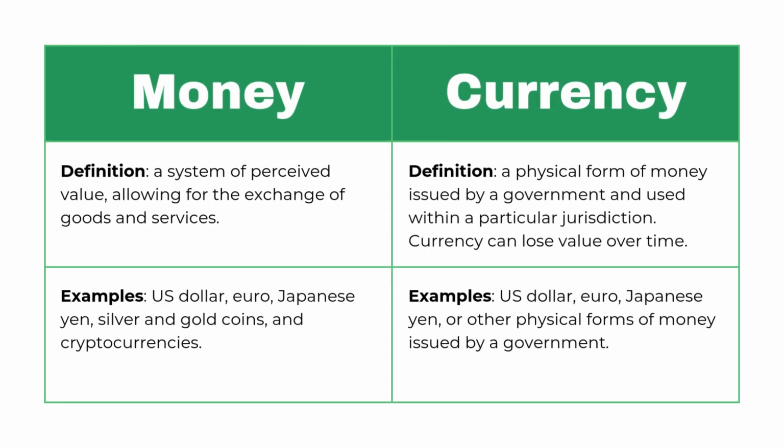Money. Definition: a system of perceived value, allowing for the exchange of goods and services. Examples: US dollar, euro, Japanese yen, silver and gold coins, and cryptocurrencies. Currency. Definition: a physical form of money issued by a government and used within a particular jurisdiction. Currency can lose value over time. Examples: US dollar, euro, Japanese yen, or other physical forms of money issued by a government.